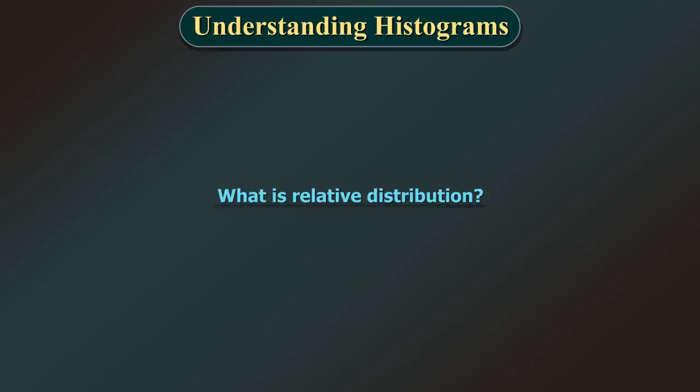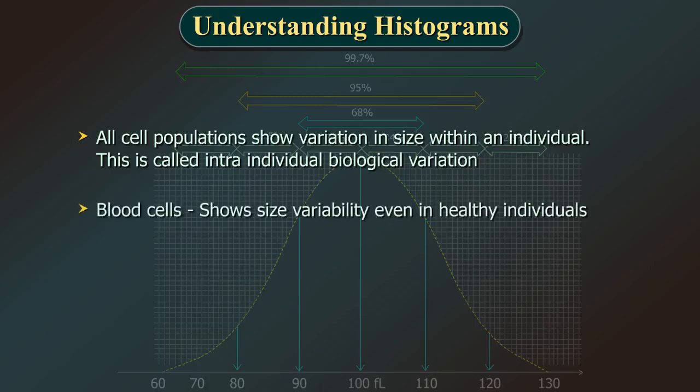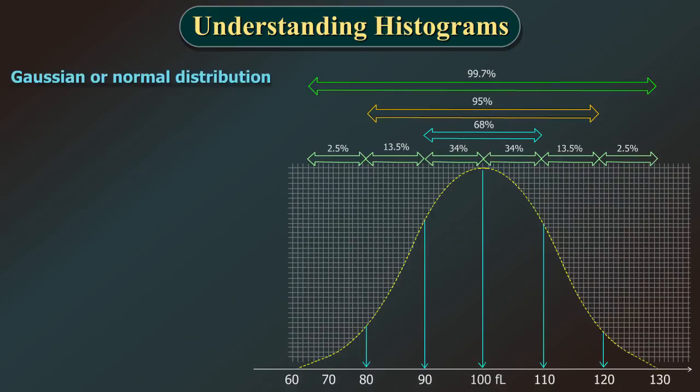So what is relative distribution? All cell populations show variation in size within an individual. This is called intra-individual biological variation. So, blood cells of any particular kind, for instance RBCs, have size variability even in health within an individual. However, this variability has certain limits. This variation is what we call Gaussian or normal distribution.